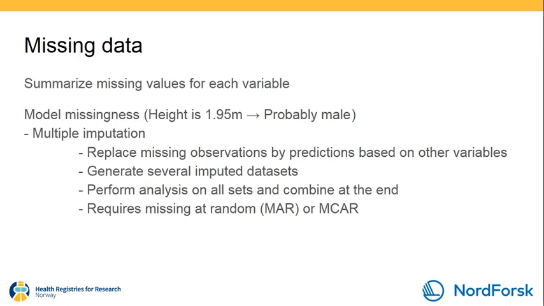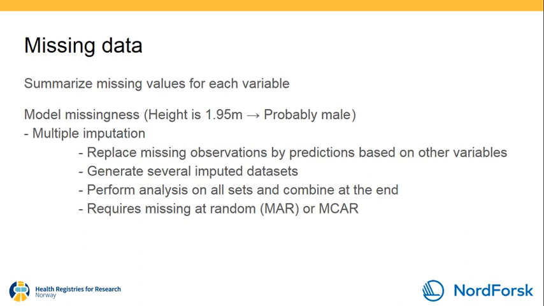Still, if we do this a lot of times, so we generate not one data set, we generate maybe 100 or at least 20 data sets, then on average, we're not going to be completely wrong. And then we perform our analysis. If that's a regression analysis, for example, we just perform the analysis on all of these 100 imputed data sets that we created, and then we combine the results at the end.